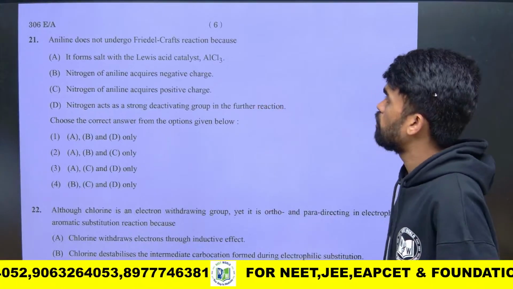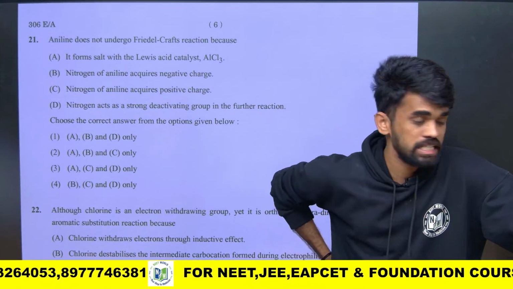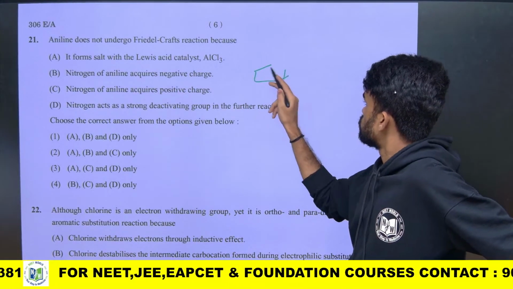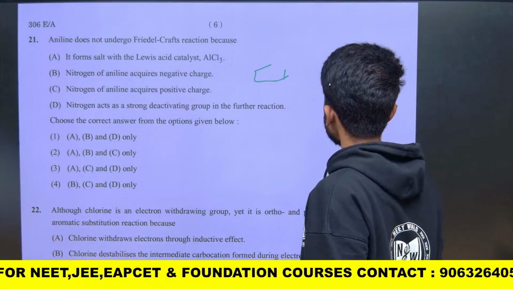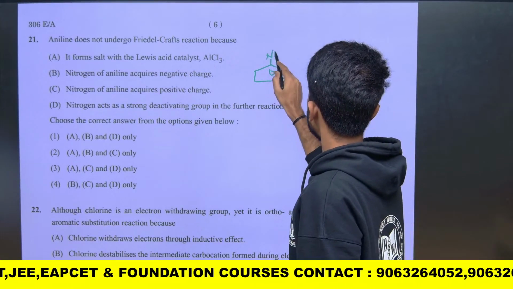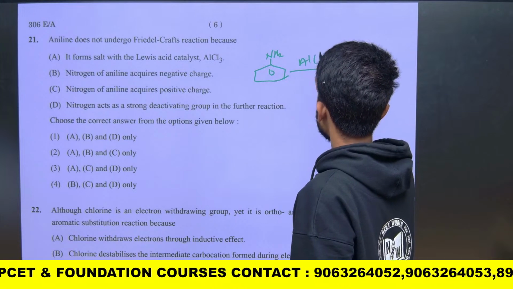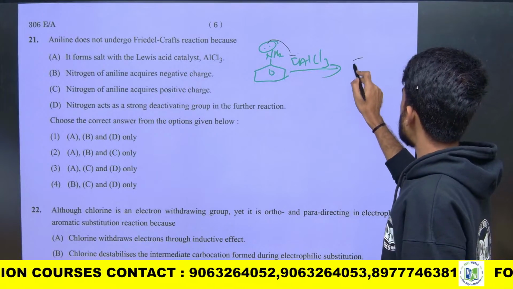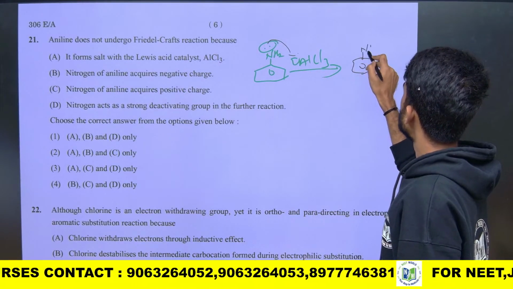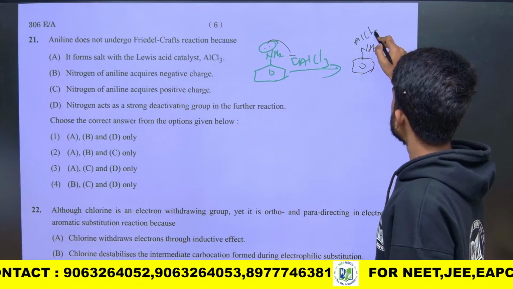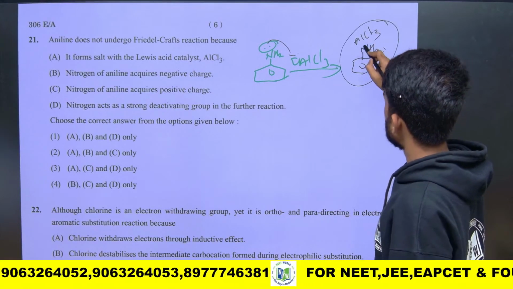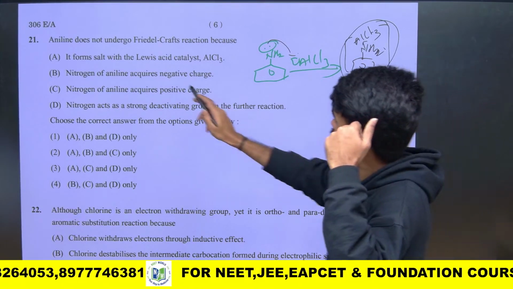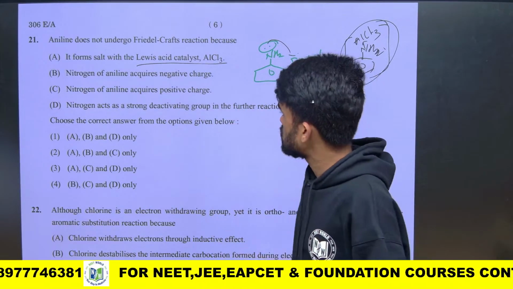Aniline does not undergo Friedel-Crafts alkylation. Why? Because it forms a Lewis acid-base complex. If I take aniline in AlCl3, this is a Lewis acid, this is a base, so it will form a Lewis acid-base adduct. Here this is a complex it is forming by donating the electrons to it. So it forms a salt with the Lewis acid catalyst. Yes, that is correct.